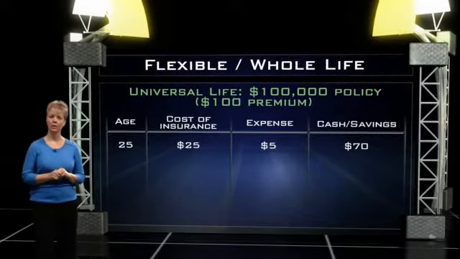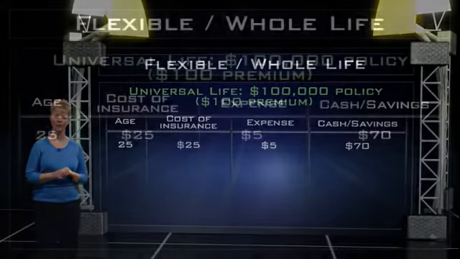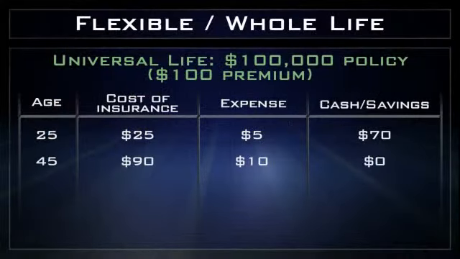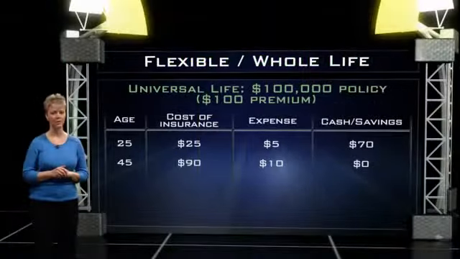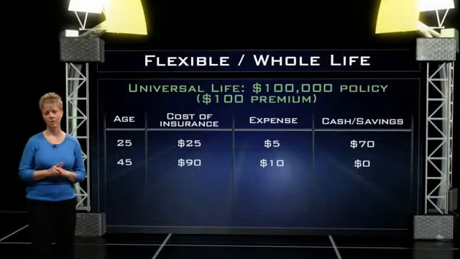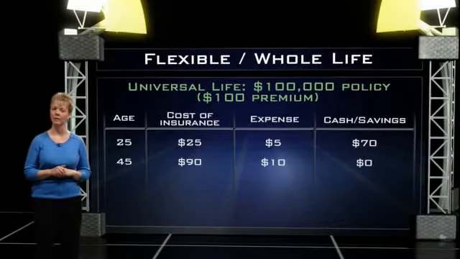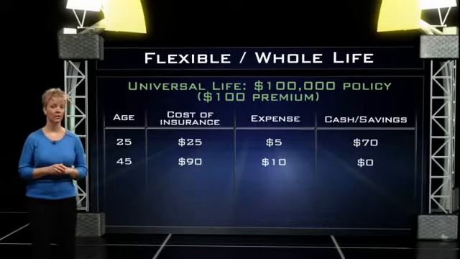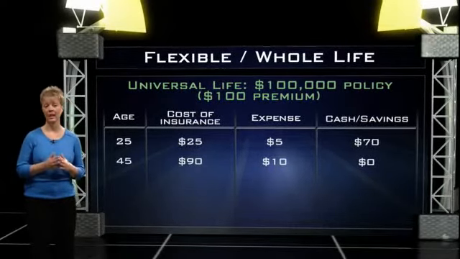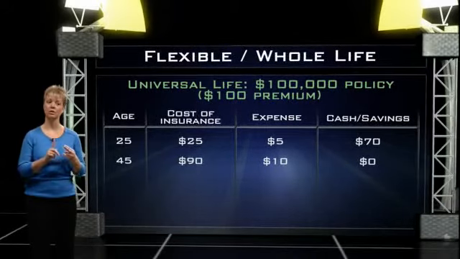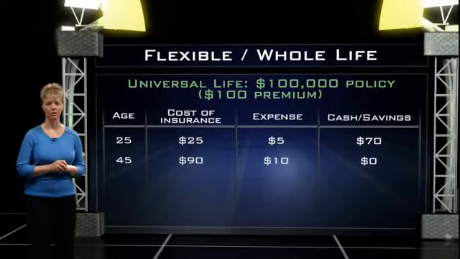So as John's getting older, the price is going up. And by the time he's 45, the cost of his insurance, his $100,000 policy, is actually $90 a month. Those expenses also go up. For this month, it's $10 a month. Remember, John's planned premium is $100, so he has no money going into his savings because he only has enough to cover cost of insurance and the expenses to the insurance company.